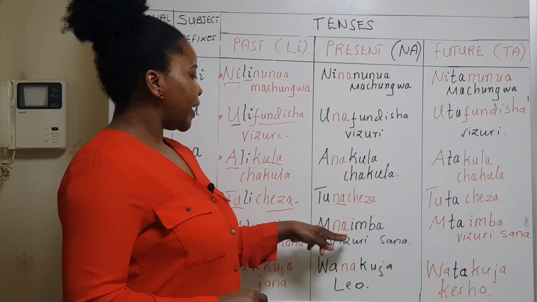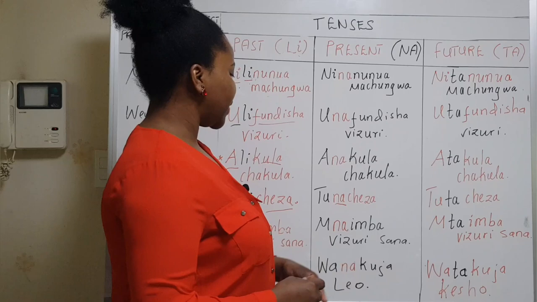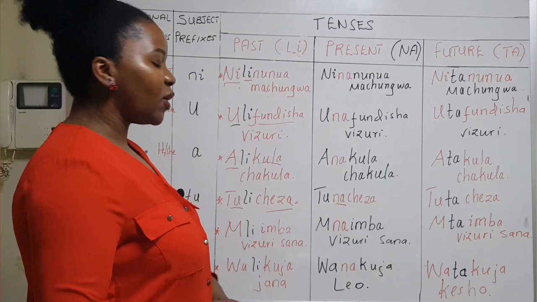And mnaimba vizuri sana. Mn is the subject prefix that represents you all. So mnaimba vizuri sana, that means you are singing very well, or you sing very well.